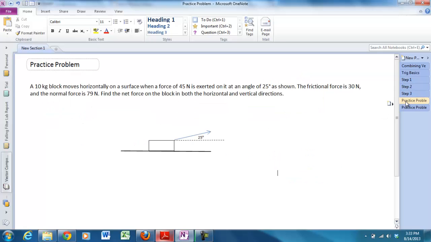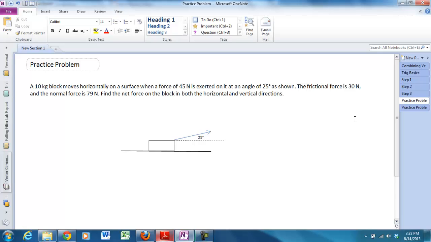So for the next step, I'd like you to try a practice problem. A 10-kilogram block moves horizontally on a surface when a force of 45 newtons is exerted on it at an angle of 25 degrees as shown. The frictional force is 30 newtons, the normal force is 79, and I'd like you to find the net force on the block in both the horizontal and the vertical directions.